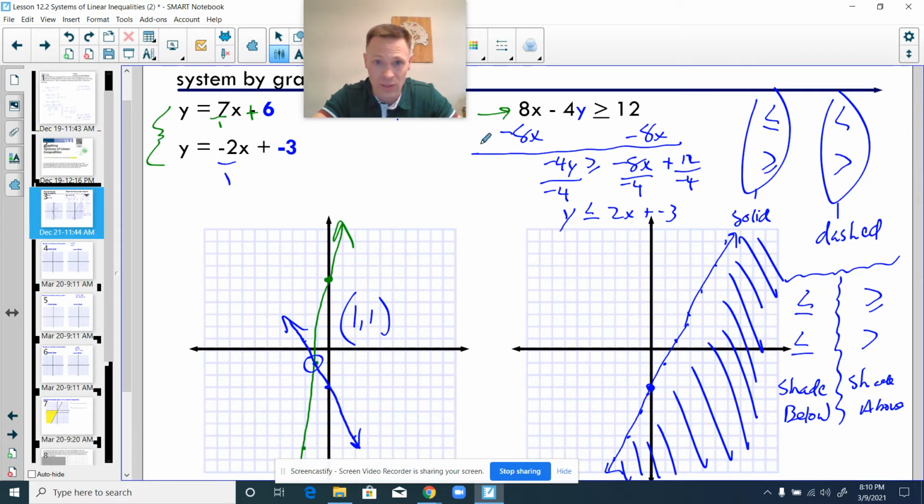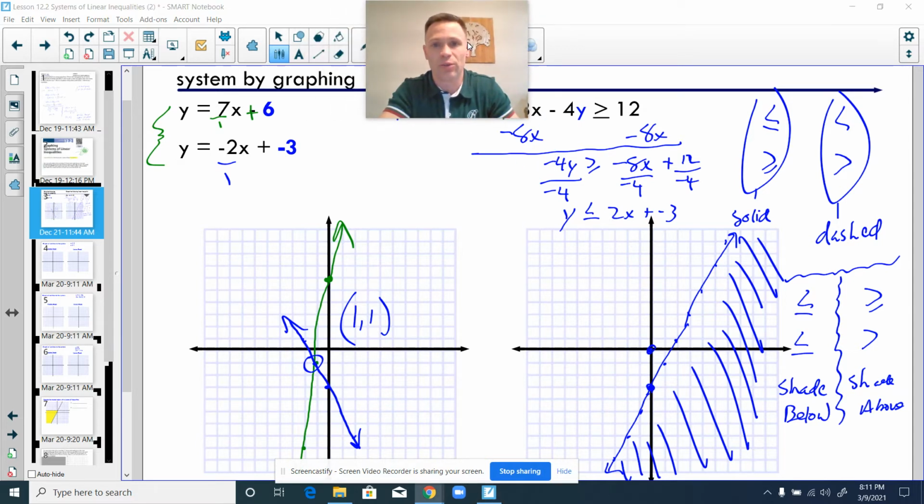The other way that we decide what side to shade is by testing a point, usually 0, 0, right? And if it's true, we shade the side that has that point. If it's false, we shade the side that does not. So if I substitute in 0, 0 here, I would have 0 is less than 2 times 0, which is 0, so I'm saying that 0 is less than negative 3. Well, is 0 less than negative 3? Of course it's not. So I tested 0, 0, it turned out to be false, so I shaded the other side of the line. Okay? So that's all of the stuff that we learned when we solved linear inequalities.